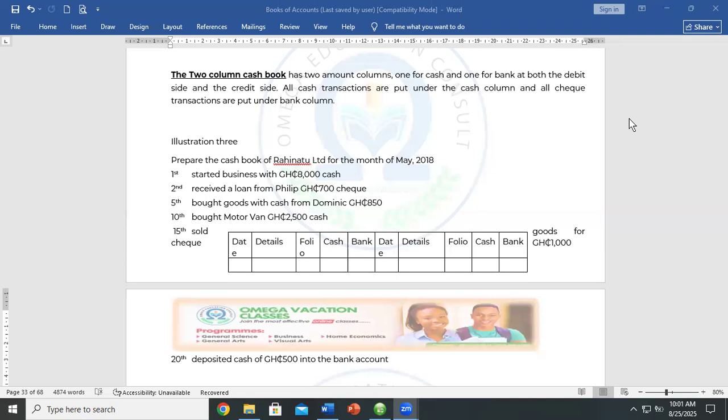Okay, so for the two column cash book, we are saying you now break the amount column into cash and bank, so that all the transactions that are cash related, you put them under the cash column, and all the transactions that are check related, you put them under the bank column. And I hope that is fair enough. Okay. Now let's look at the third one, which is the three column cash book. Then we'll play illustrations.